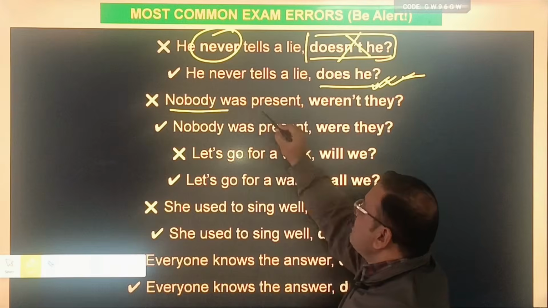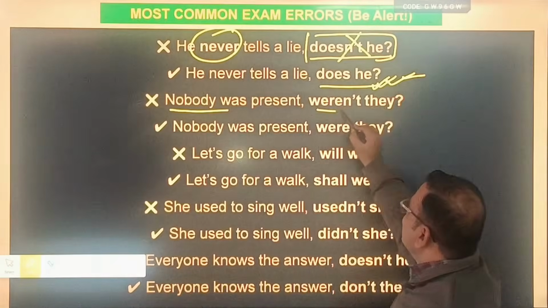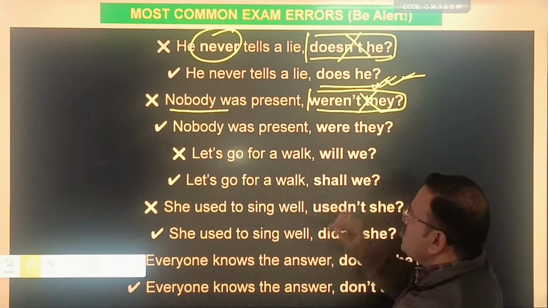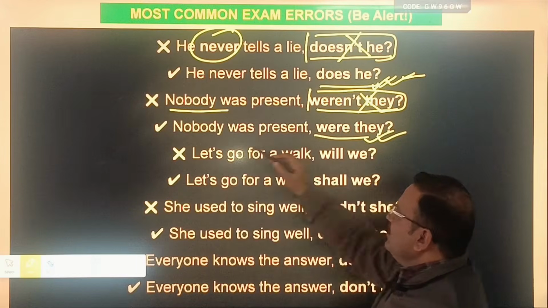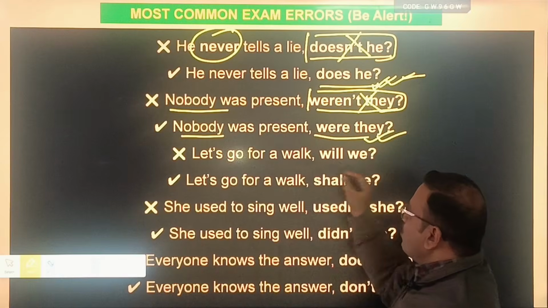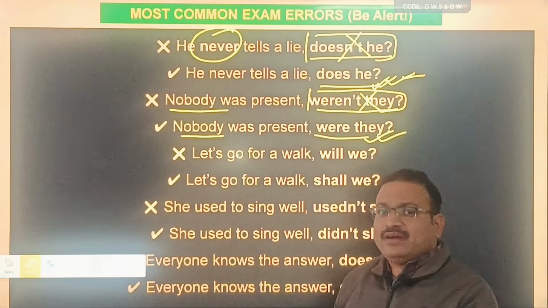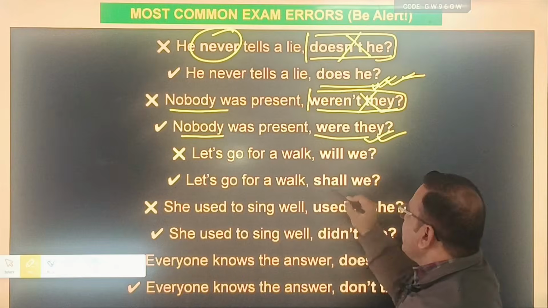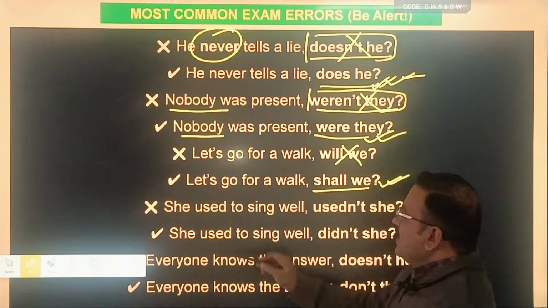Now, nobody was present. What is nobody? Negative. So the tag has to be positive. Weren't they is wrong. So nobody was present, what is right? Were they? Because nobody is negative. Let's go for a walk. Let's, and let him, her and them we have discussed. So let's go for a walk, what will be the right one? Shall we would be the correct question tag.